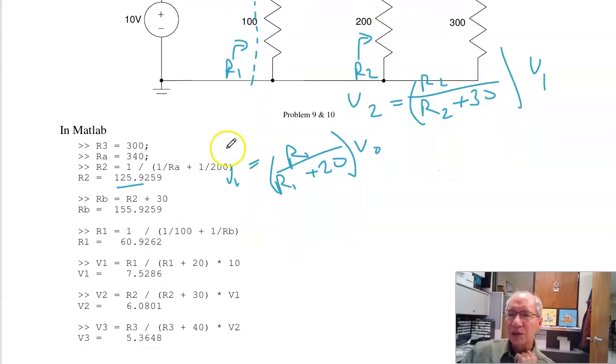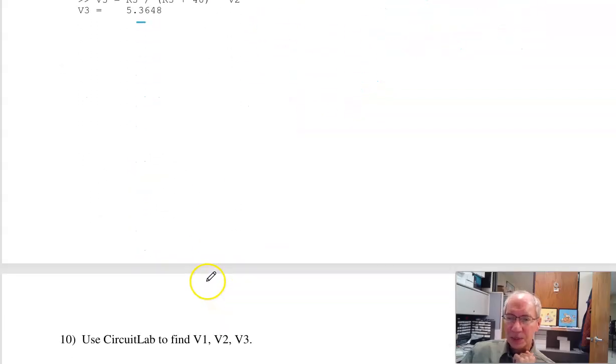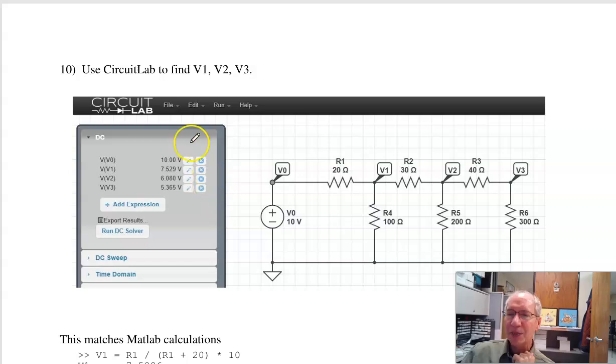I can now do voltage division. V1 is R1 over R1 plus 20, that percentage of 10. V2 is R2 over R2 plus 30, that percentage of V1. And V3. Checking my answer, I can throw that in Circuit Lab and get the same answer.